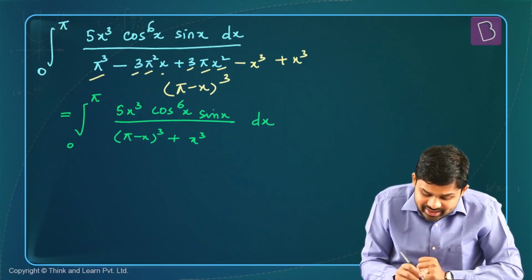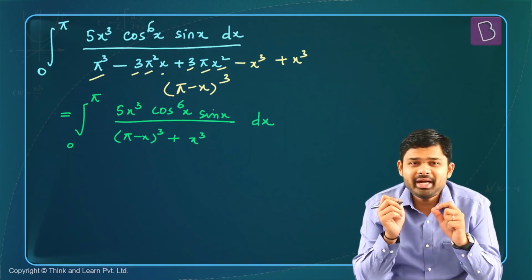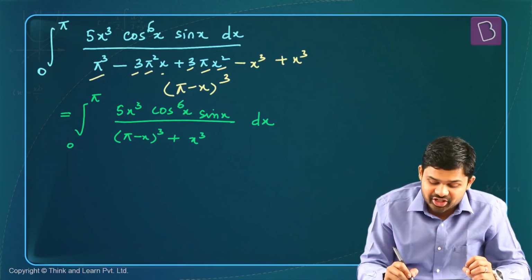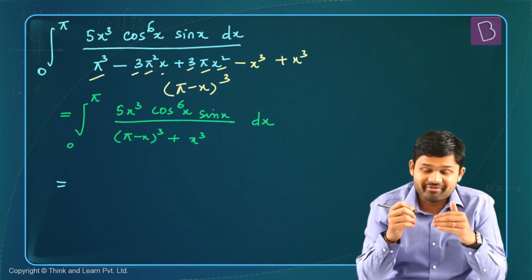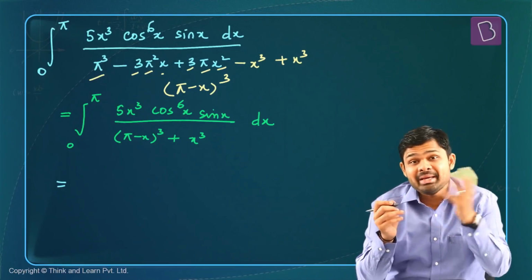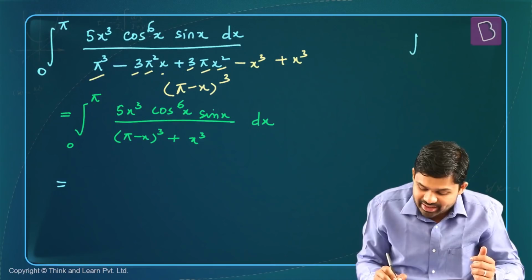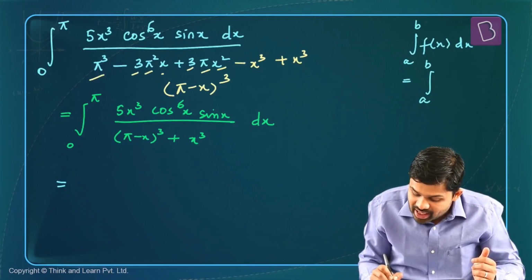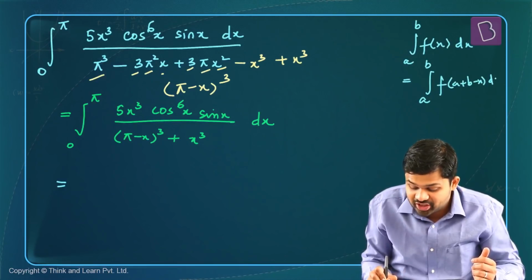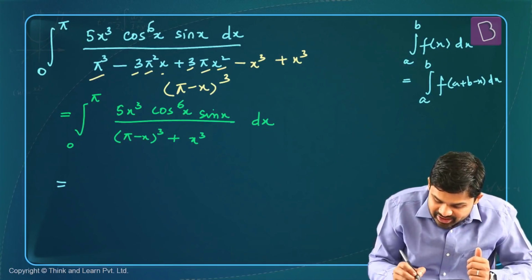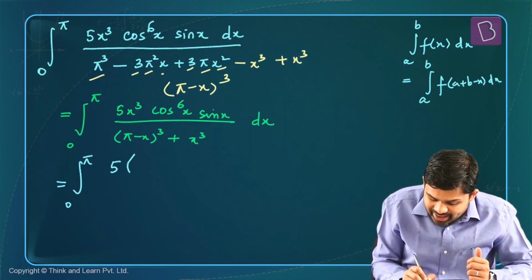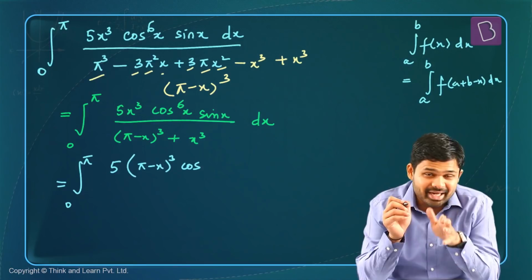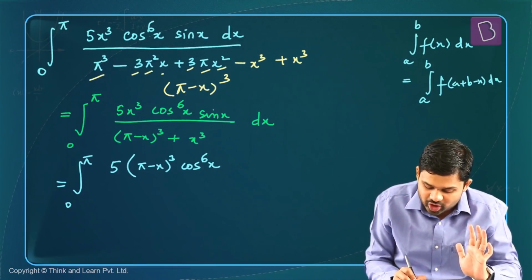Now the reason why I did this is because in the numerator you have x cubed and the limits are from 0 to pi. So you use the property and rewrite the numerator, so wherever you have x, you're going to write it as 0 plus pi minus x. That's going to be my property. So if I have integral a to b f of x dx, this is nothing but integral from a to b f of a plus b minus x dx. So I'm going to use this property here and rewrite this entire thing as integral 0 to pi 5 times pi minus x the whole cubed cos of pi minus x is minus cos x, but there's a sixth power, so that's going to remain as cos x itself.